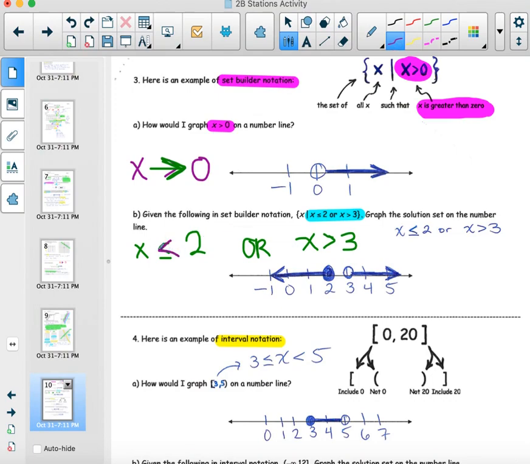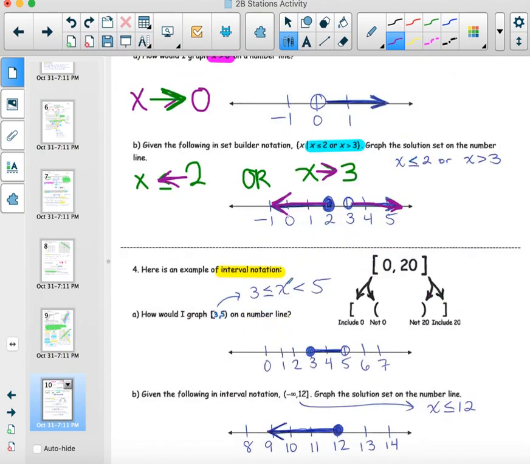All right, so when x is less than or equal to 2, I'm going to be shading to the left. And when x is greater than 3, I'm shading to the right. So we do not shade in between. We're shading in both opposite directions. So I'm shading to the left, and then I'm shading to the right. Okay, use these arrow techniques to help you out.